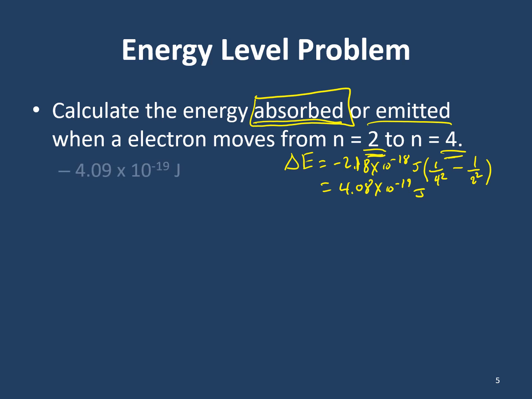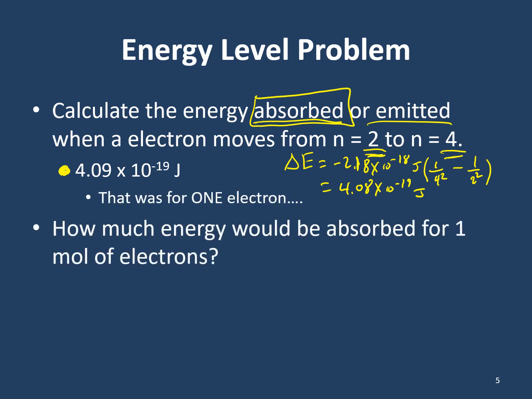Now this is for a single electron moving from energy level 2 to energy level 4. So, and this is a positive sign, not a negative sign, sorry. So again, very small amount of energy is required to move one electron, but generally we don't have just one electron moving, we have many electrons. So what if we had a total of a mole of electrons? How much energy would that be?